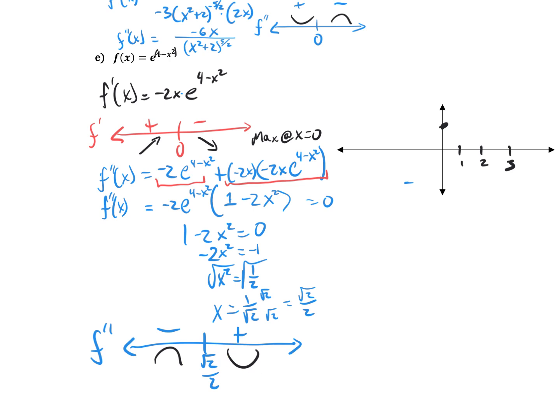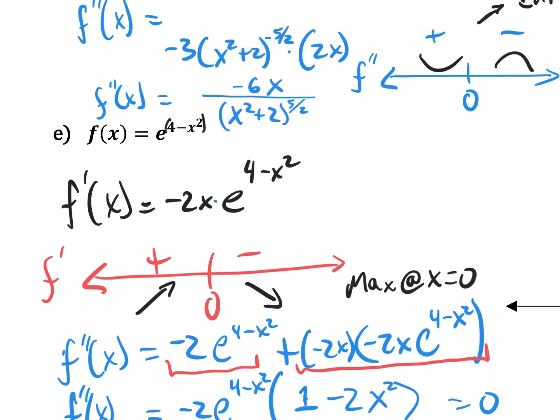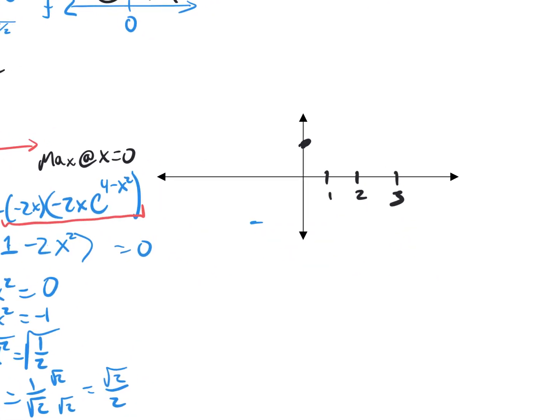One more thing to notice here is, looking back at the original function, will this ever be 0? And it won't, will it? Because as x squared gets bigger, like we put 1,000,000 squared, 4 minus 1,000,000 squared, well, that's going to be e to some negative power, which is just going to be a very small number because it's like 1 over e to 1,000,000. Same thing when we're going to the left side. So we're going to have an asymptote at 0.